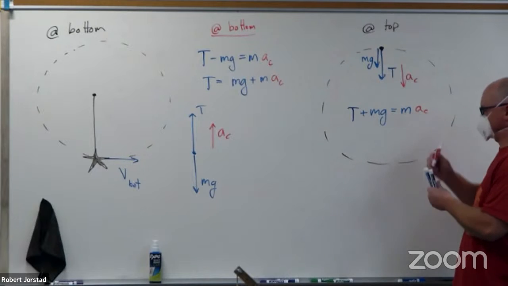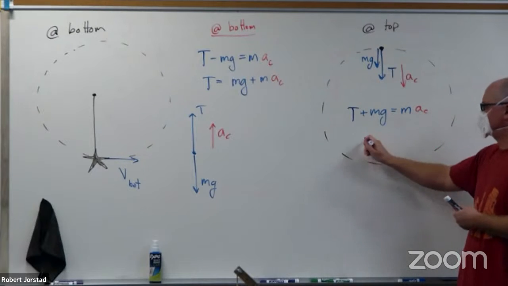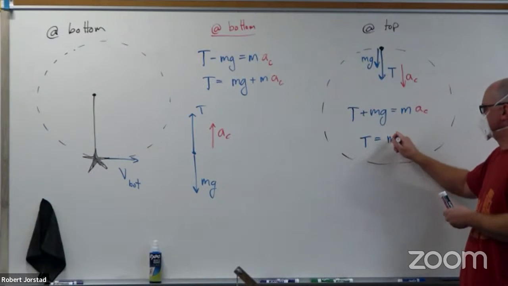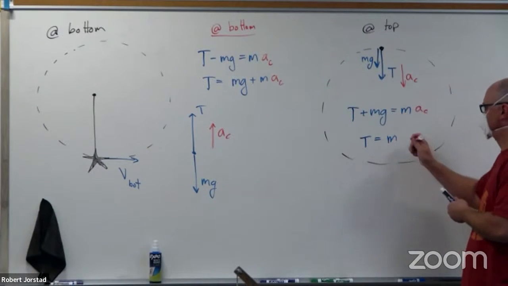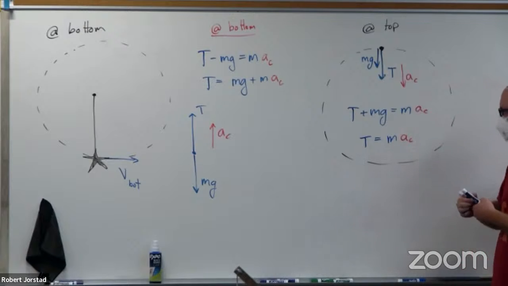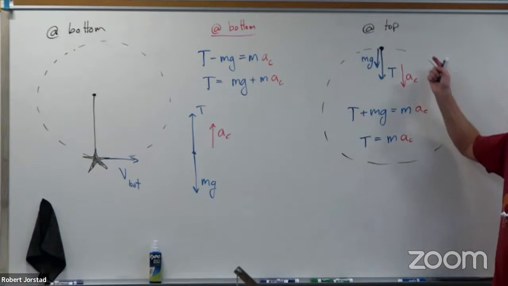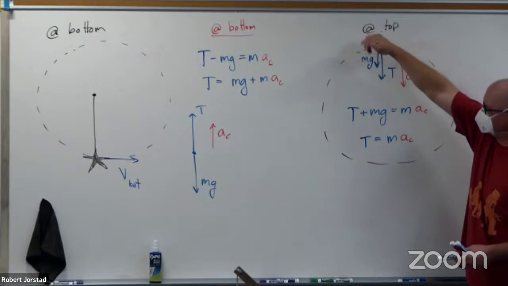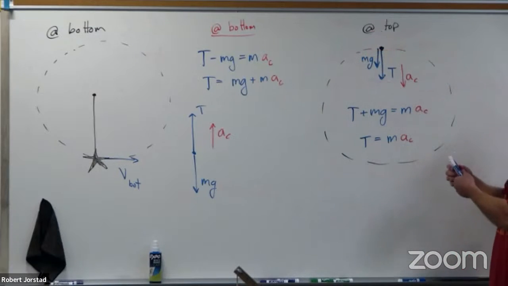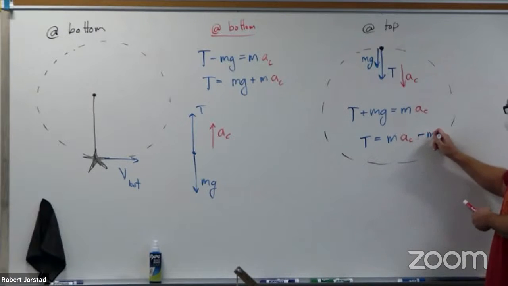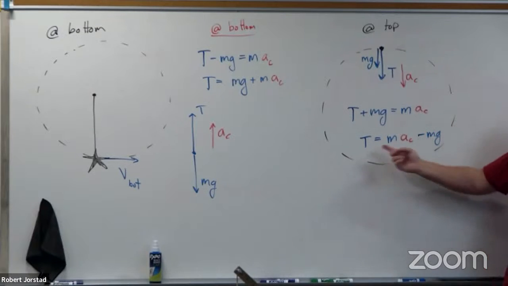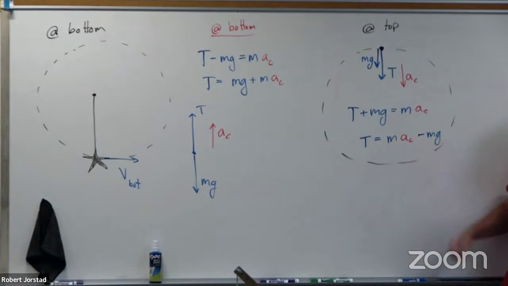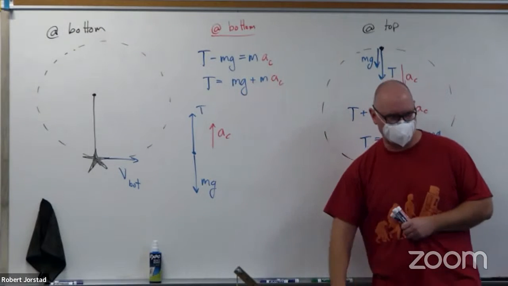What's the tension at the top? m a_c minus the weight. The weight is helping it turn. The weight is helping provide the change in velocity. Tension is smaller at the top. It's this minus something. Over here, it was this plus something.